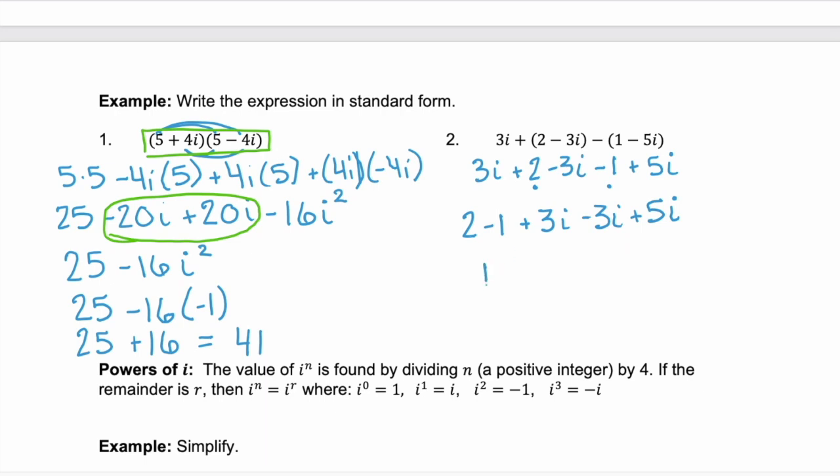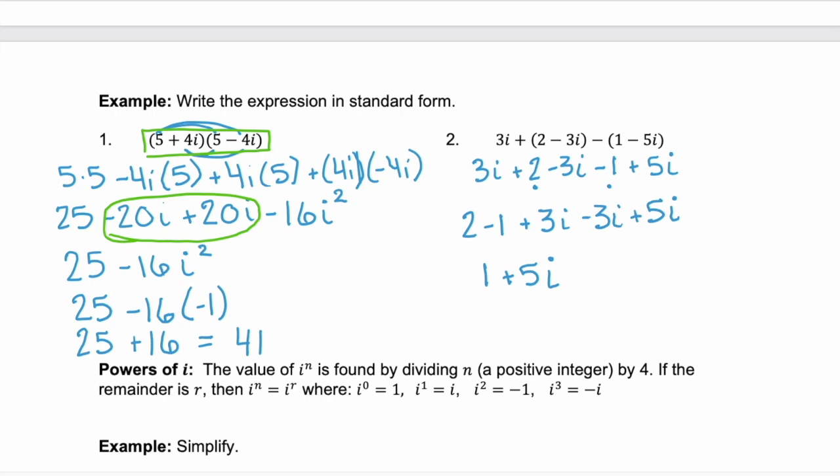2 minus 1 is 1. And with the imaginaries, 3i minus 3i, that's 0i, plus 5i is just plus 5i. So this simplified to 1 plus 5i.